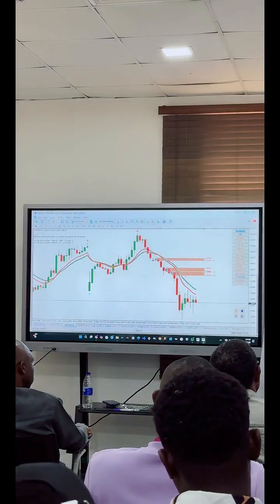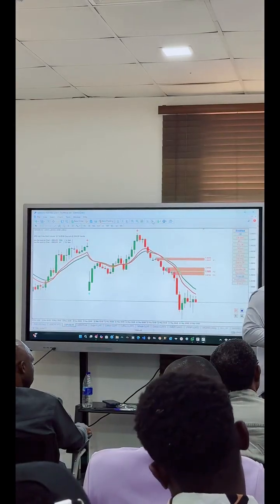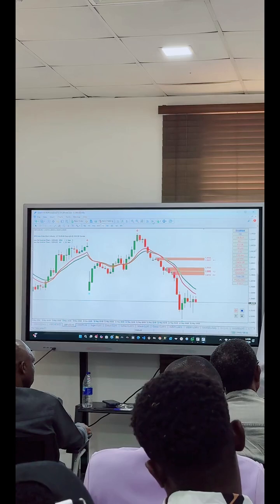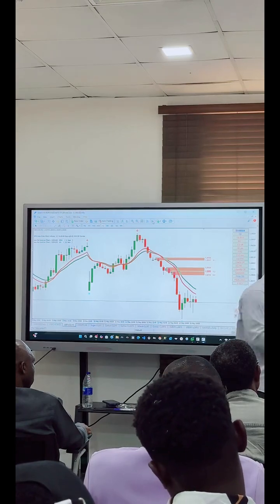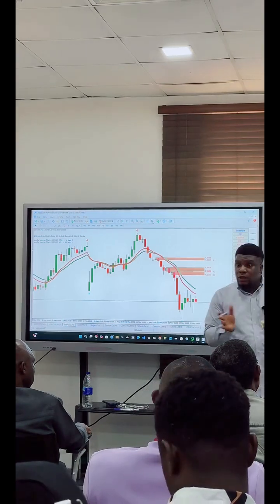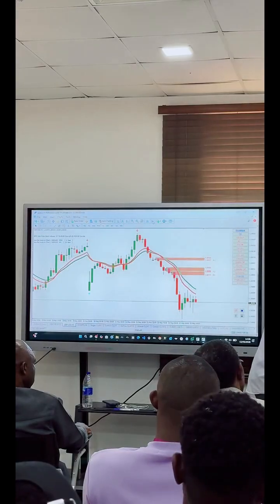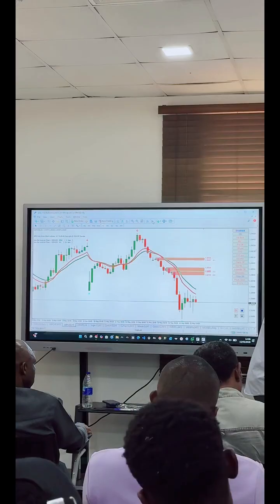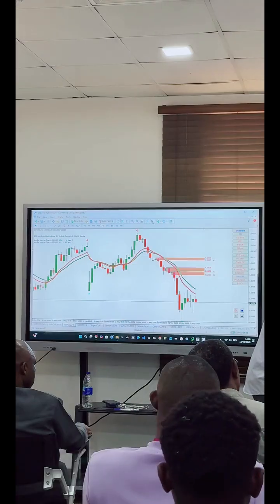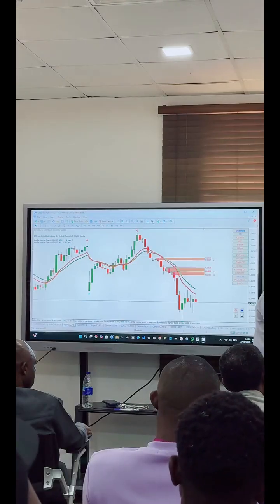Then we have the H1, right? Then we have the H4. These are your intermediate time frames. They are in between. Then you have your D1, W1, then MN. D1 is what?